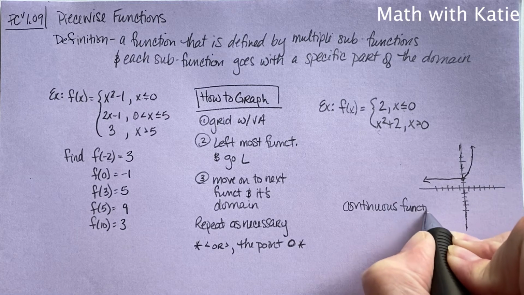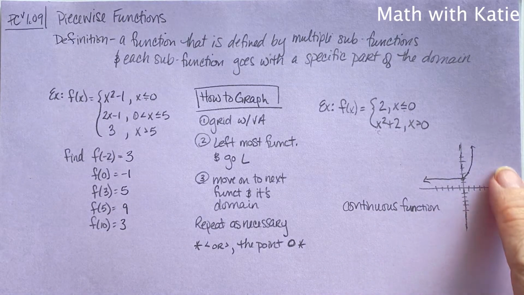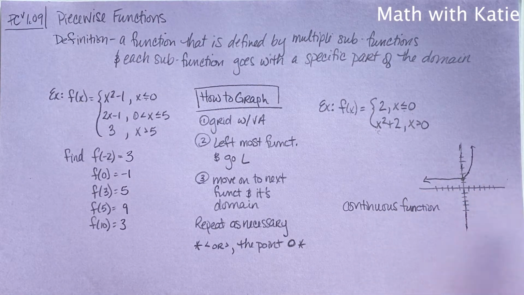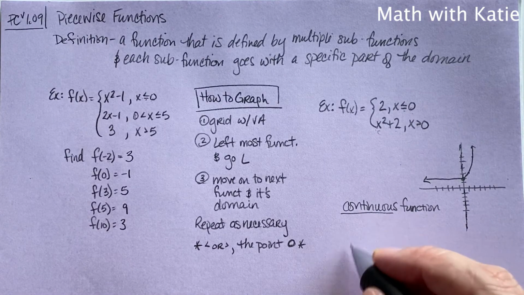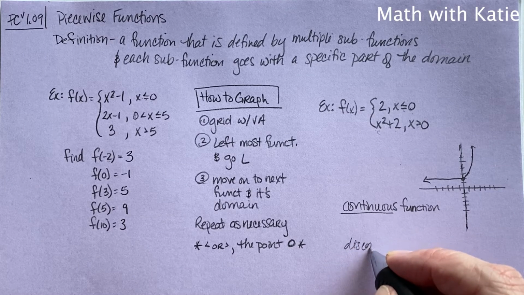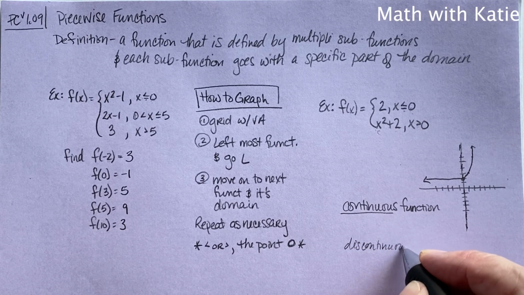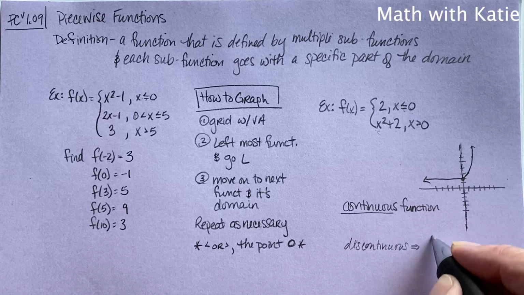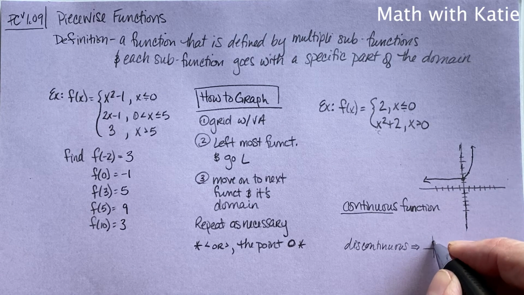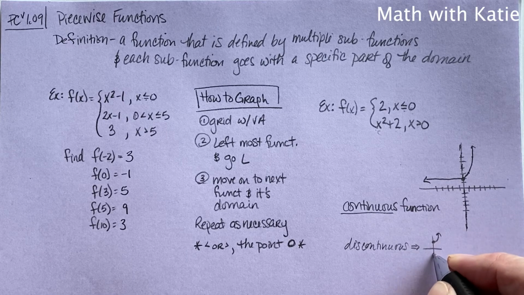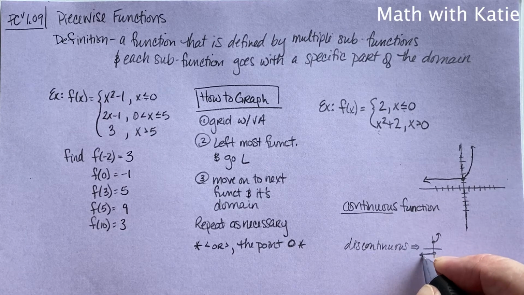Okay, when both endpoints meet and you don't have to take your pencil off the page, it's called a continuous function. Now, discontinuous is when those two endpoints don't meet, okay? So something like it goes like this, and that line was down here, okay?